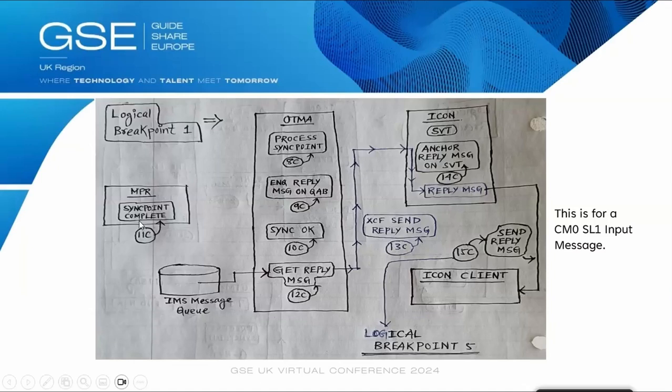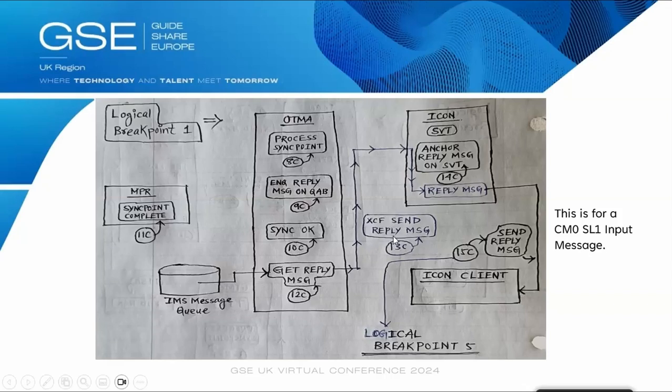11, on the MPS side, sync point completes. Number 12, IMS OTMA does an internal GU to retrieve the reply message from the IMS message queue, right? So number 12, if you see over here, IMS OTMA is actually doing an internal GU to retrieve the reply message from the IMS message queue.